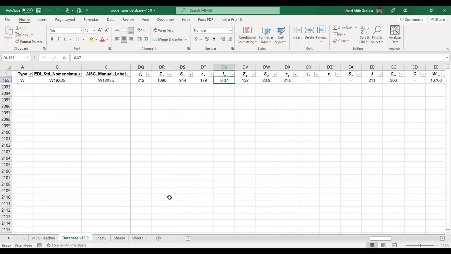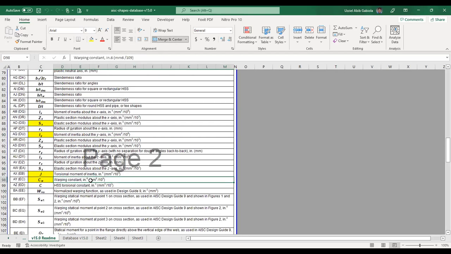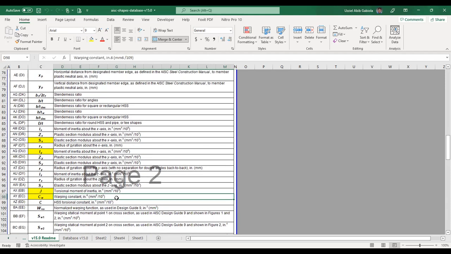Okay? Next, we need the CW. CW is this. Okay? CW is equals to 306. Its unit here is warping constant, mm to the 6, times 10 to the 9. This means the value in the table is divided by 10 to the 9. So the actual value should be multiplied by 10 raised to 9, and the unit is mm to the 6. Okay? So that is what it means.